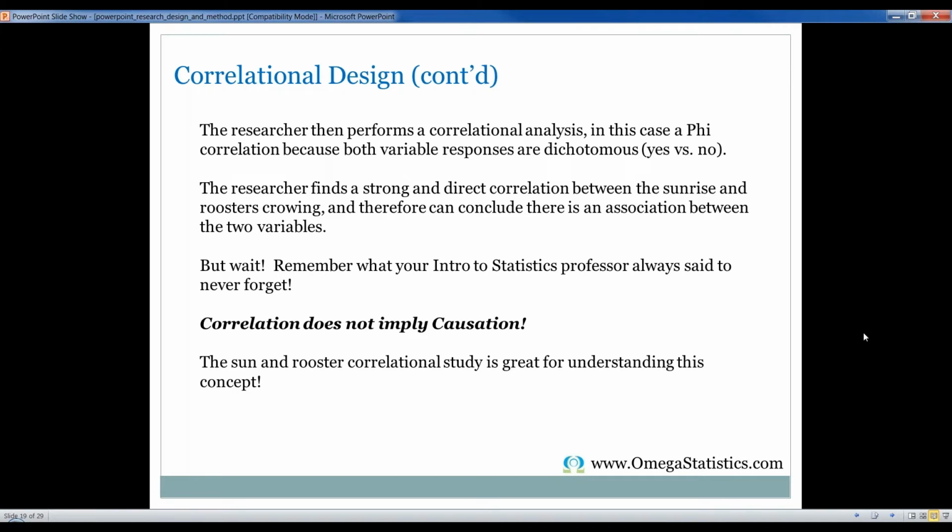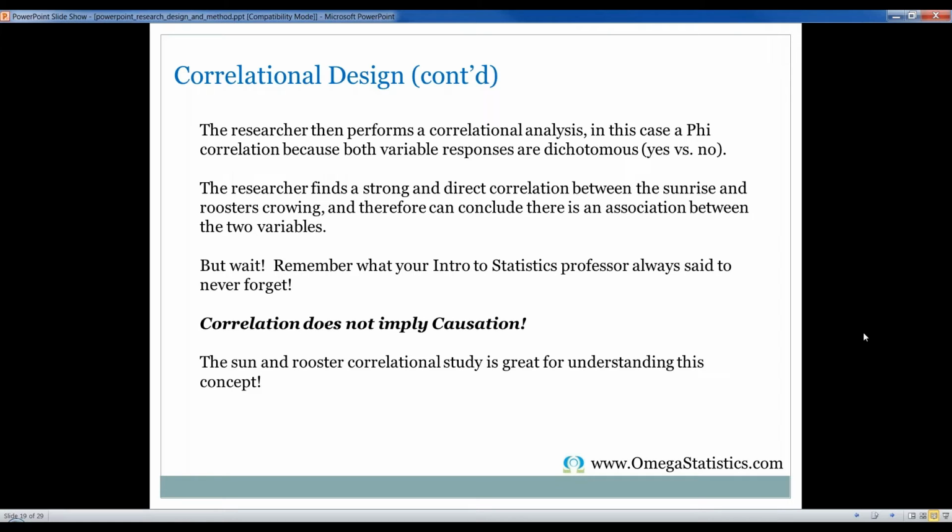So the researcher, she's going to perform a correlational analysis. In this case, we're going to make it a phi correlation because both variable responses are dichotomous, yes or no. Okay, and no was coded as 0, 1 was coded as yes. So the researcher finds a strong and direct correlation between sunrise and roosters crowing. Okay, so strong and direct means that they're very much associated, and when the sun rises, the roosters crow. When the sun doesn't rise, the roosters don't crow. So they're kind of moving in a like manner.